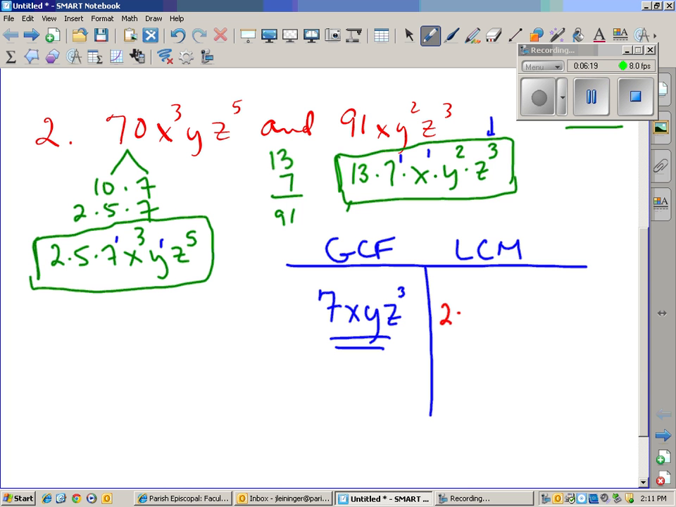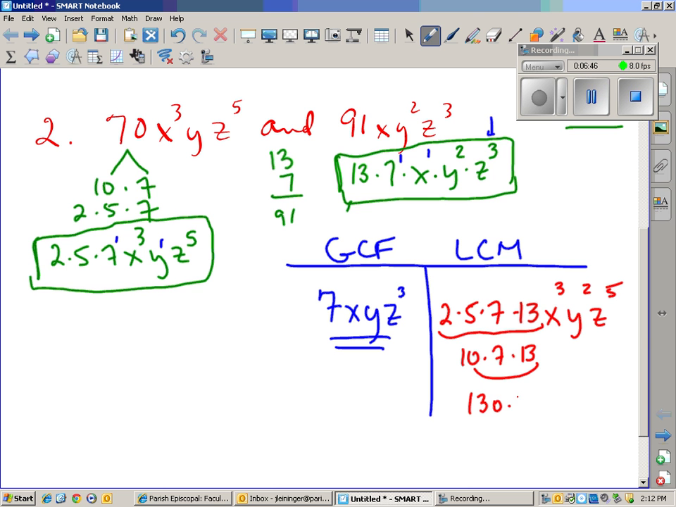LCM: every single numeric base that I see, and algebraic as well. I see a 2, I see a 5, I see a 7, and I see a 13. That's going to be a large number when we multiply it. I see an x to the 3rd, a y squared, and a z to the 5th. I'm finished except I need to clean this up. So that's 10 times 7 times 13. I might choose to multiply the 10 times 13 first and get 130 times 7. And if you can't do that in your head, go off to the side of the page and do it longhand. 910 x cubed y squared z to the 5th.